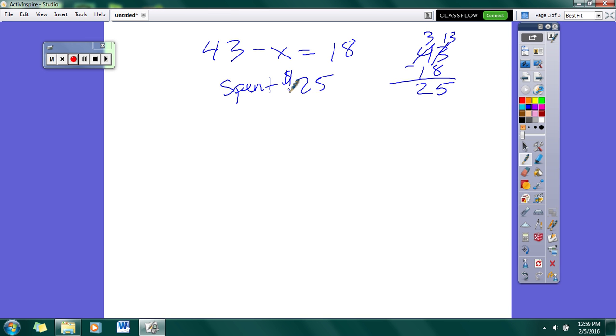So it says find the ratio of the amount of money Carl spent to the amount of money he had when he entered. So he spent 25. When he entered, he had 43.